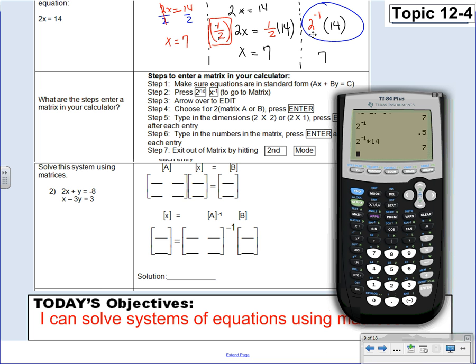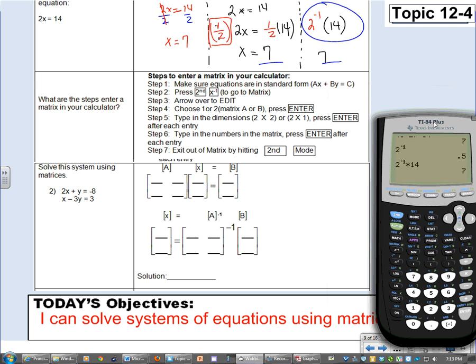Instead of, again, dividing by 2 or multiplying by 1/2, because we're using matrices, we're going to be able to take something and raise it to the negative 1 power in order to get the same answer. So let's talk about how this is going to be used. You will see the steps to enter a matrix on your calculator listed above. The first thing it says is we want to make sure your equations are in standard form. That means you have some number times X plus some number times Y equal to C.